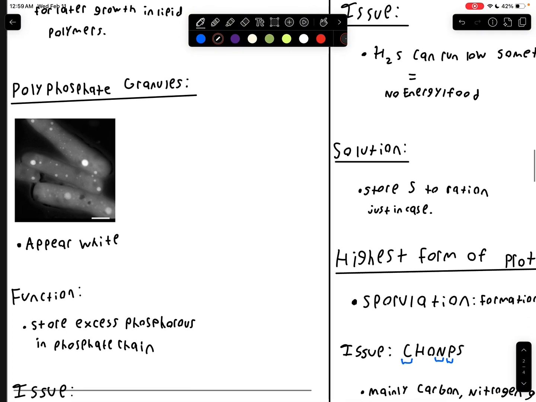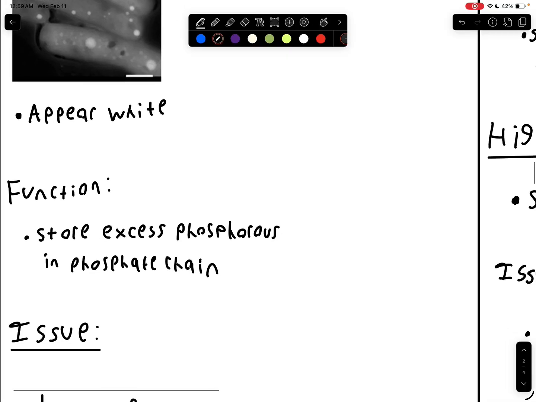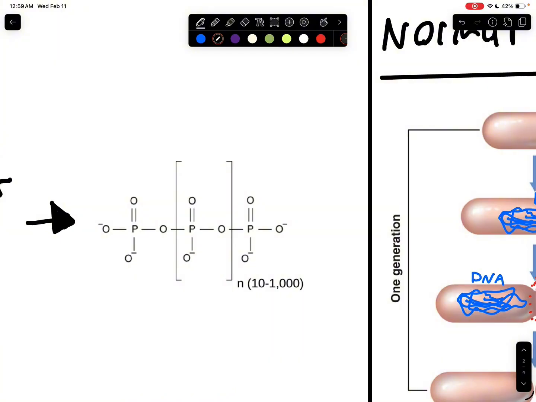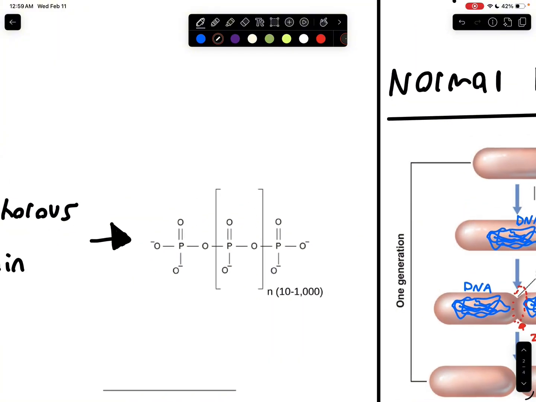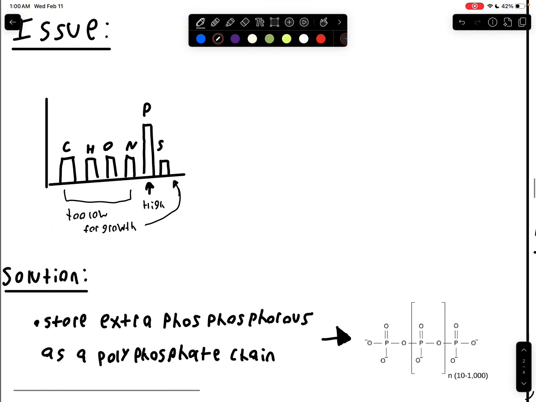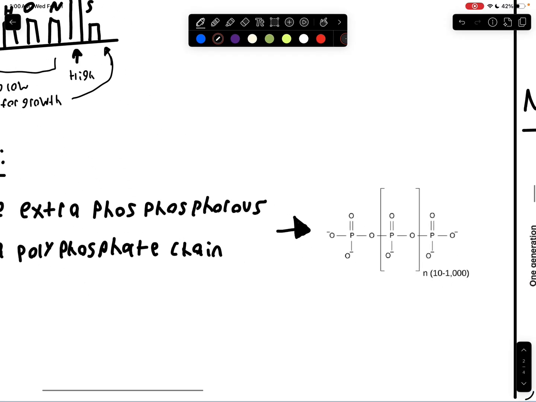Now, same thing with the phosphates. These also appear white, and their function is to store extra phosphorus in a phosphate chain. So what does that look like? This right here is your phosphate chain. So let's go back here. In this case, things are different. Your carbon, hydrogen, oxygen, nitrogen, and sulfur are too low for you to grow, but your phosphorus is really high. So again, instead of throwing it away, you're going to store it as a polyphosphate chain. Poly just meaning many, and you can see that over here. You have a long chain of phosphate ions.